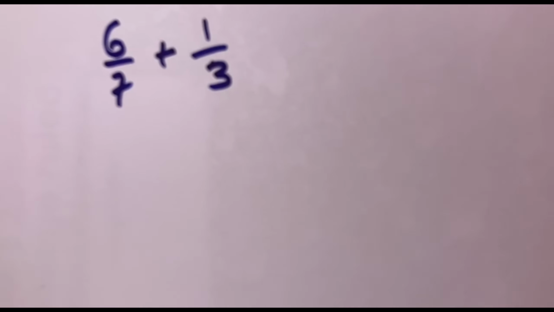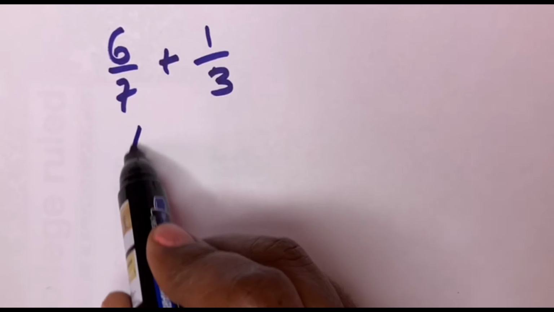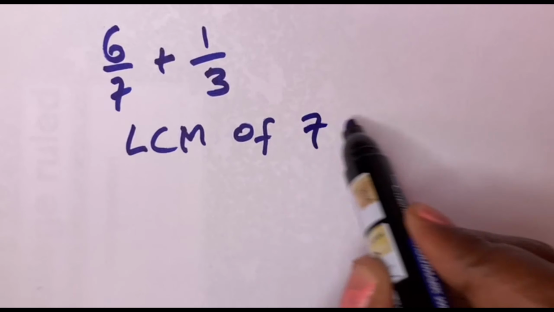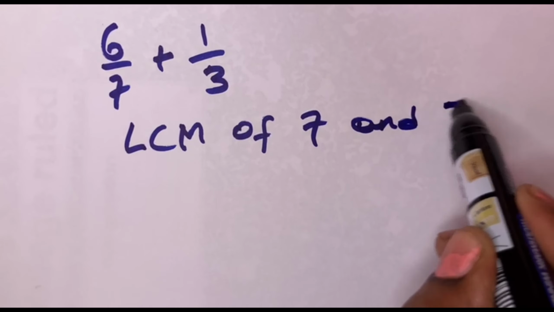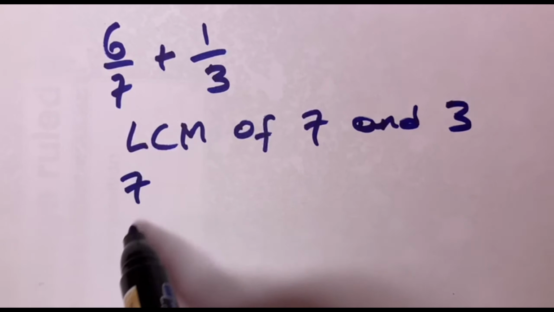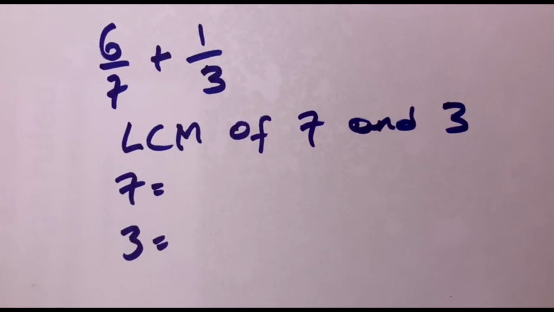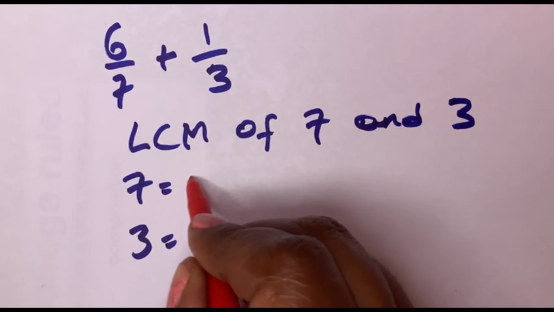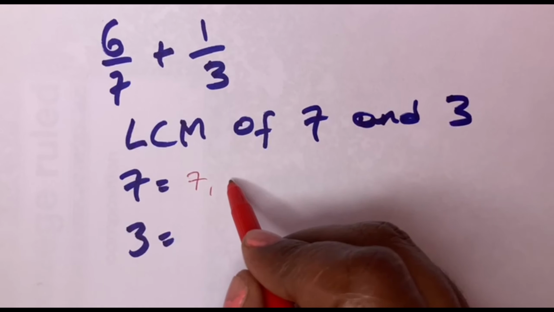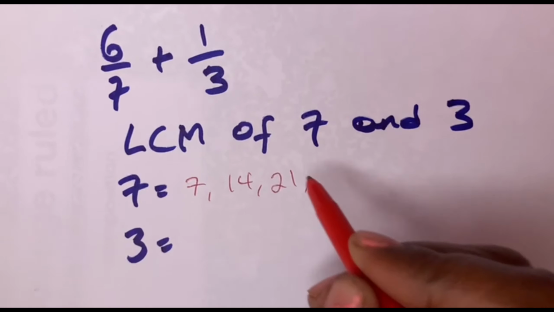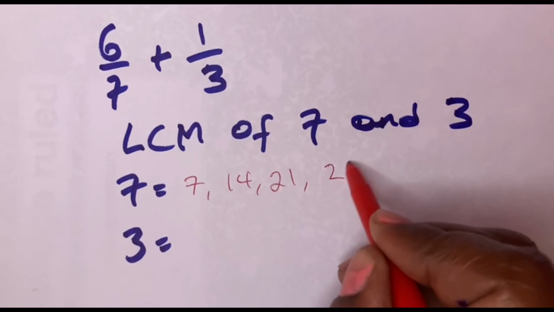As you see, both of them have different denominators. So we have to take again the LCM of 7 and 3. So you have to put 7, you have to put 3 here and continue to multiply. So 7 times 1 is 7. 7 times 2 is 14. 7 times 3 is 21. 7 times 4 is 28.